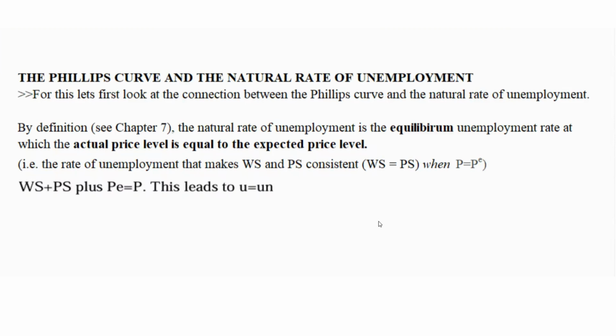Now, by definition, we know from chapter 7, the natural rate of unemployment is the equilibrium unemployment rate at which the actual price level is equal to the expected price level. I.e., the natural rate of unemployment is the rate of unemployment that makes WS and PS consistent, i.e., WS is equal to PS when P is equal to PE.